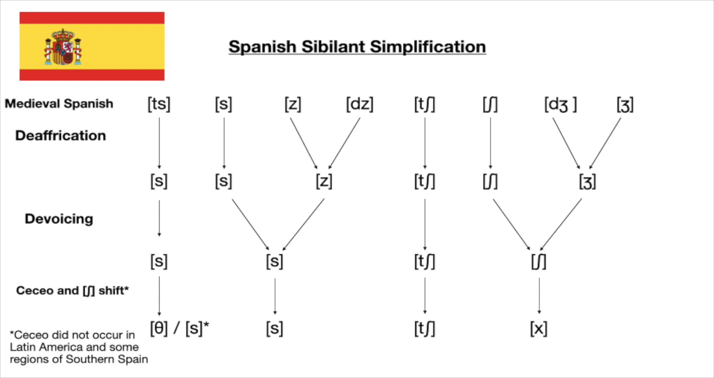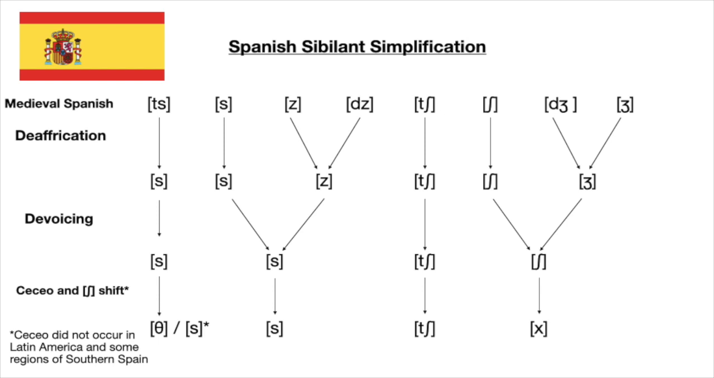But then we also have another step, which is de-voicing. Now, voicing means that vocal cords are vibrating when we pronounce a sound. For example, if I say v or b, those are voiced sounds. And if I say f or p, those are unvoiced sounds. So in Spanish, these sibilant sounds lose their voicing. That means that z becomes s, zh becomes sh, and that caused a very large merger between those sounds, so that we lost affrication and we also lost voicing.